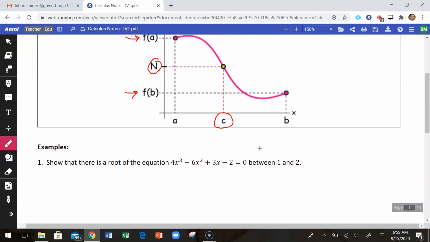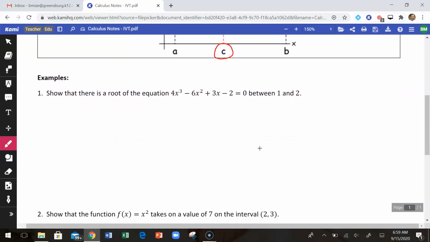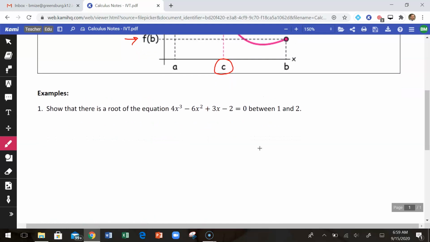So one of the main ways that you use the intermediate value theorem is to prove that there's a root of an equation in between two x values. So show that there's a root of the equation 4x cubed minus 6x squared plus 3x minus 2 equals 0 between 1 and 2. So these are x values. So I want to show that somewhere in between 1 and 2, this function will cross through the x-axis essentially. So I'm going to call this function f. I know that it's set equal to 0, but I'm going to say that this function is f of x.